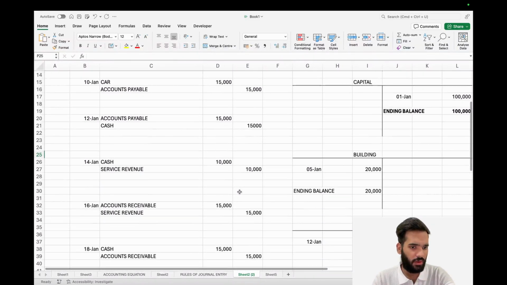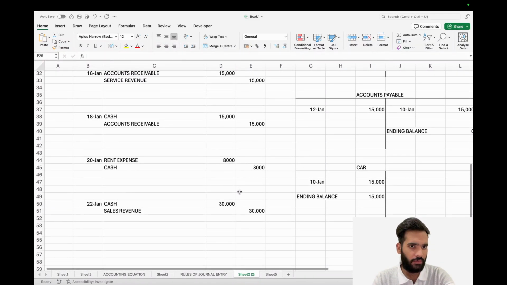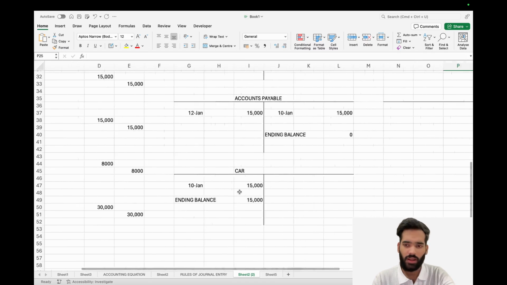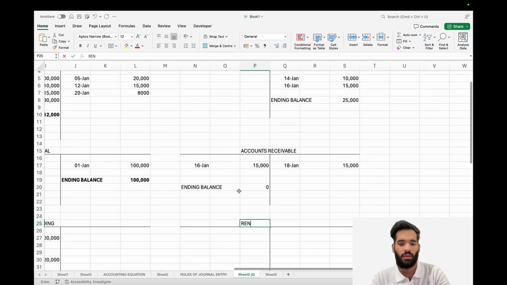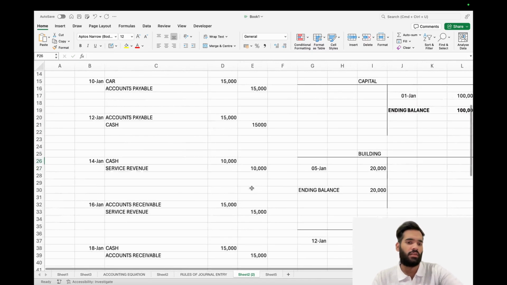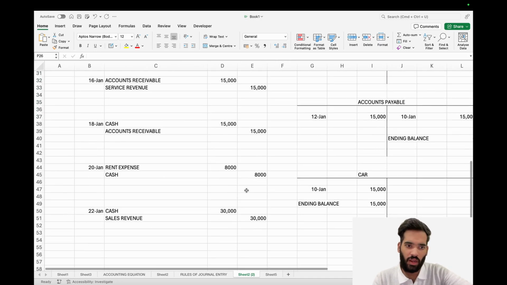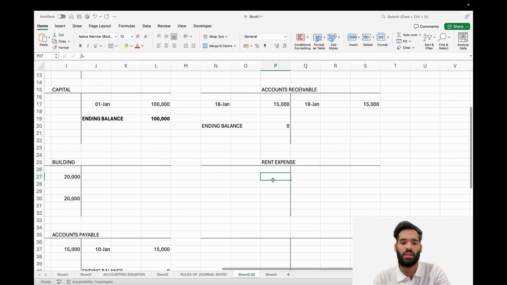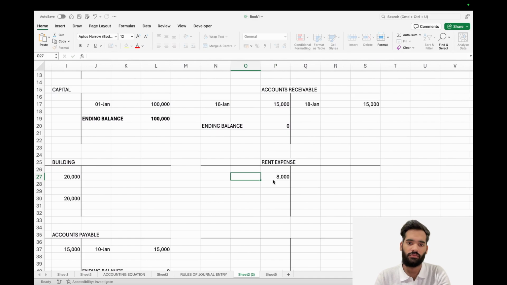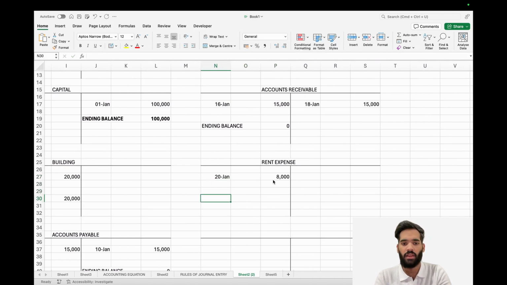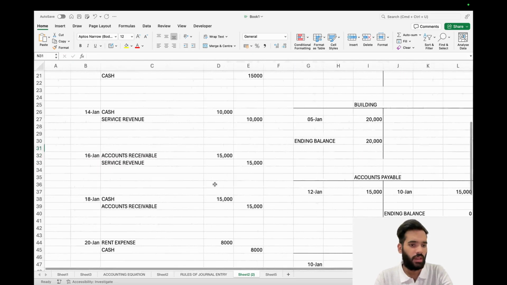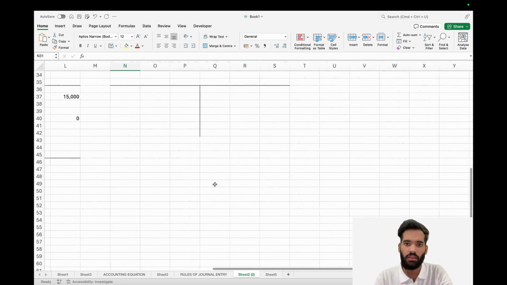After accounts receivable, what account do we have? Rent expense. Okay. Rent expense. So rent expense is only one-time debit of 8,000, 20th January. So 8,000, 20th January, let's do that. So ending balance is 8,000, 20th January. Okay. And the last account is sales revenue.